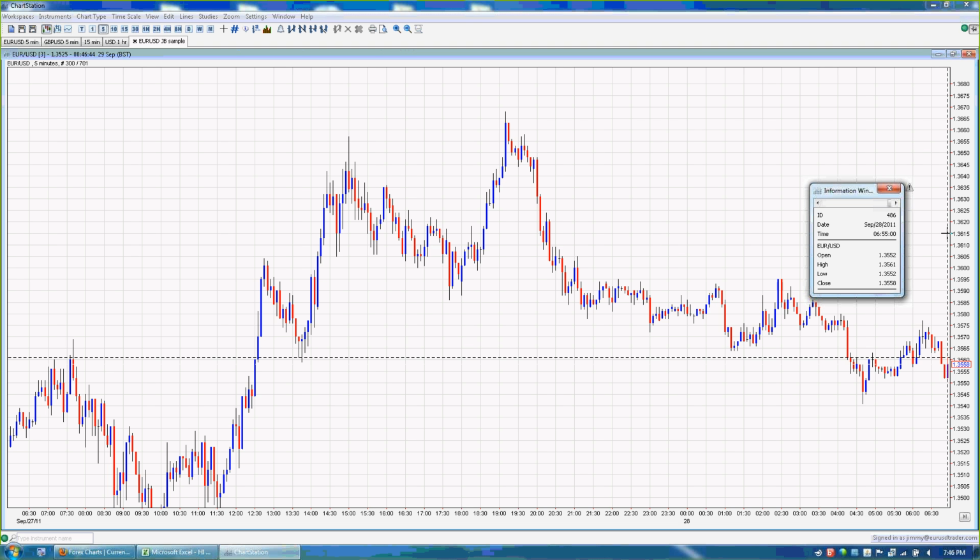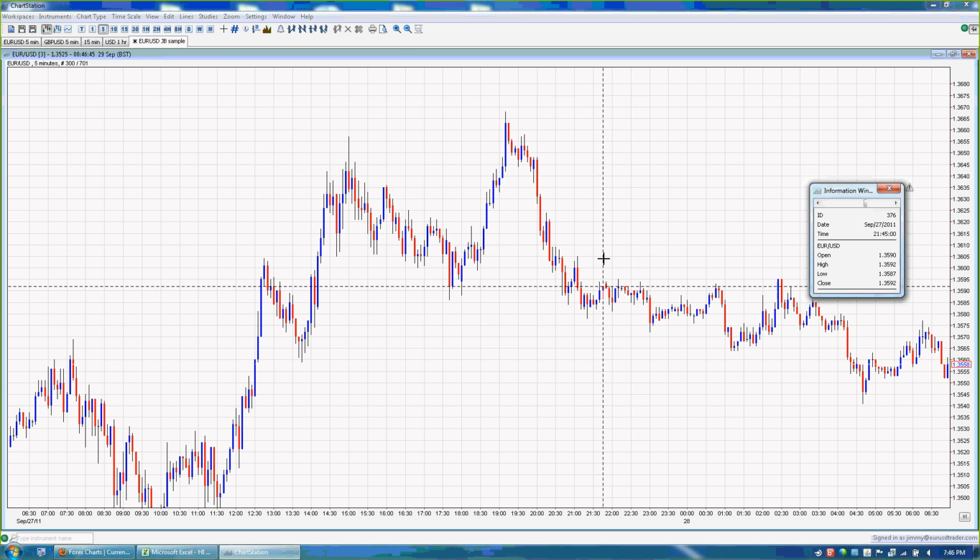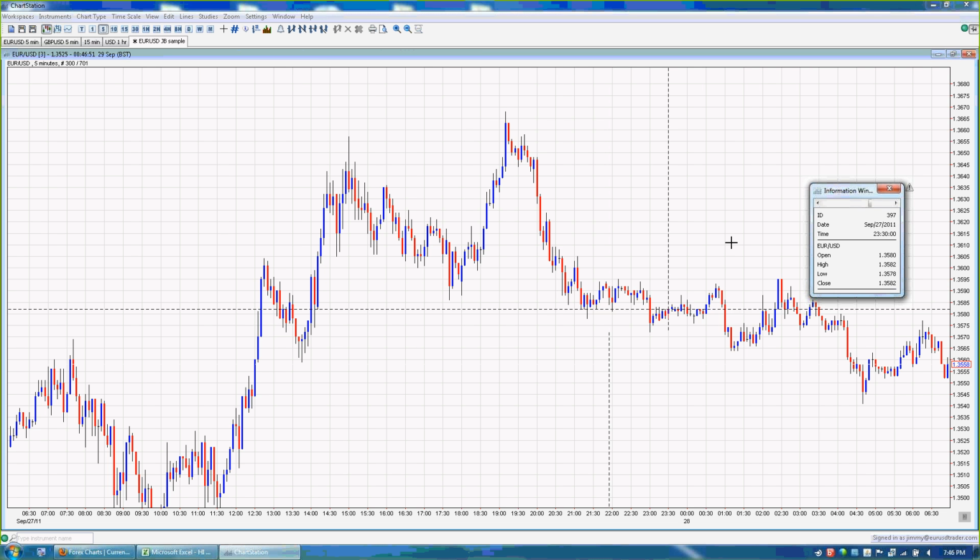When we go over here to 2200 hours, at the close of the 2155 bar, that would be 135.87. That is our start of day. So one is the start of day. Let's put those lines in.